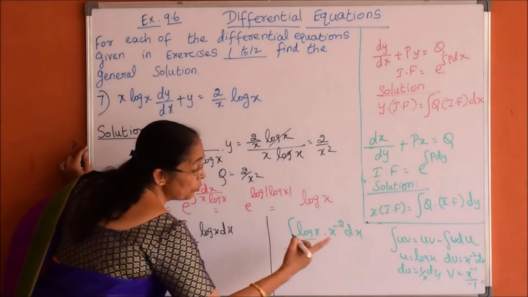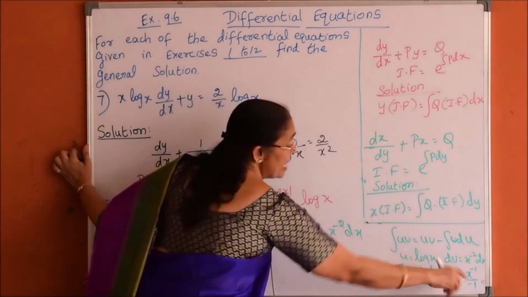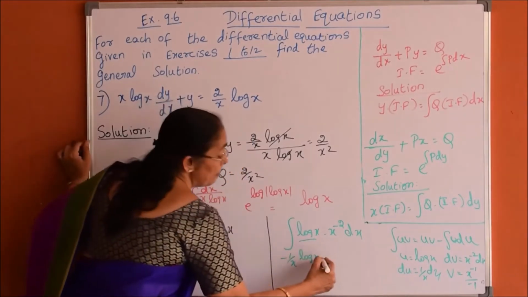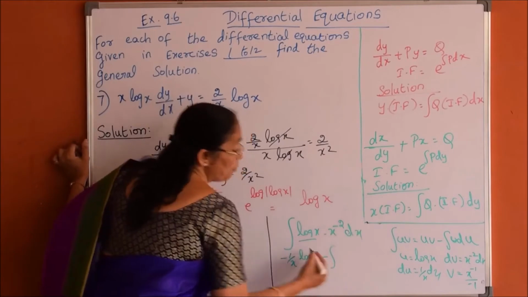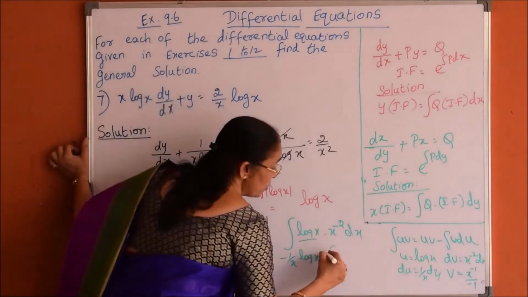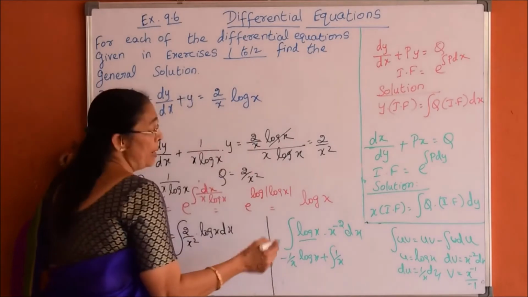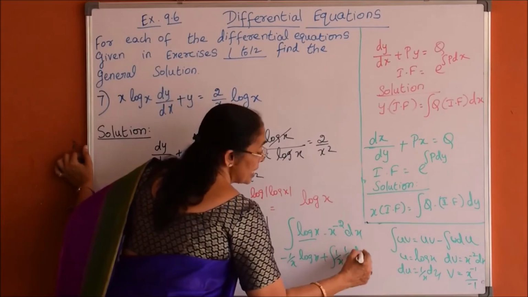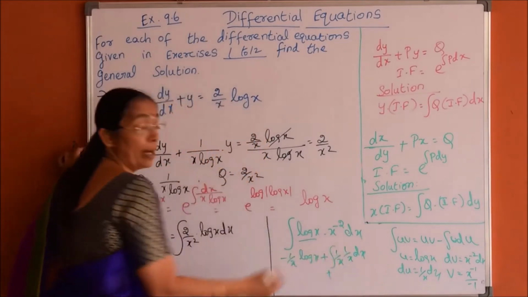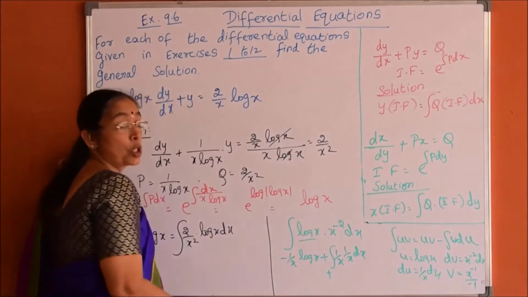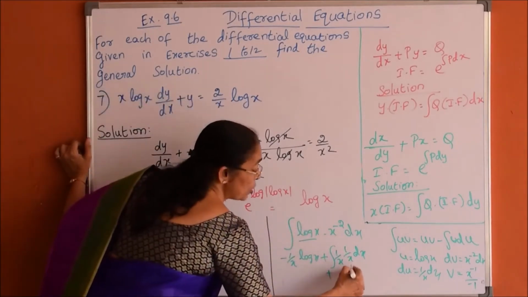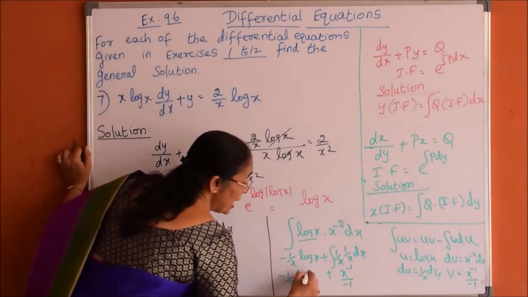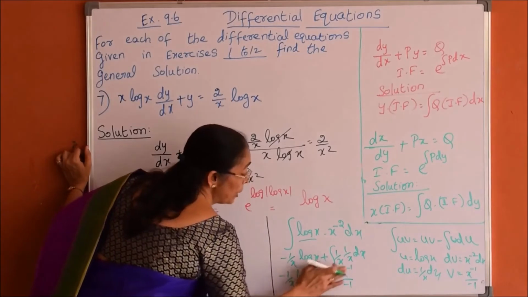uv, so u is log x, v is minus 1 by x. So minus 1 by x log x is uv, minus integration of v du. The integration of v is minus 1 by x, so outside it will become plus 1 by x of the differentiation of u. The differentiation of u we got is 1 by x dx. So this integration part is again 1 by x square, that is x power minus 2. The integration of x power minus 2 is again x to the power of minus 1 by minus 1. So the final answer is minus 1 by x log x minus 1 by x.